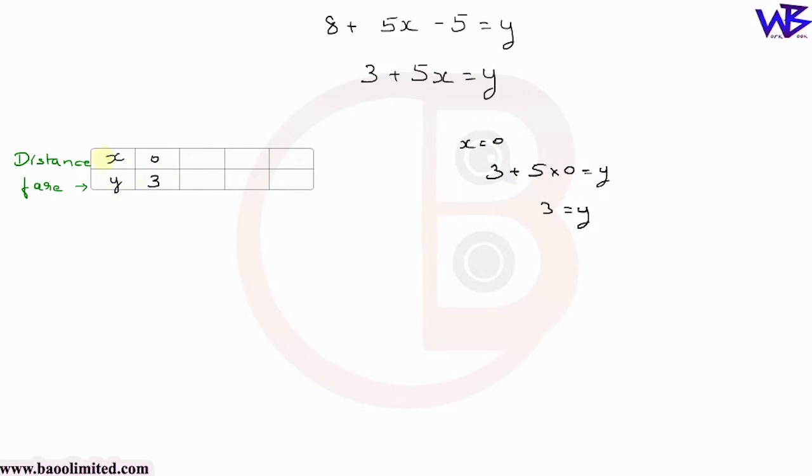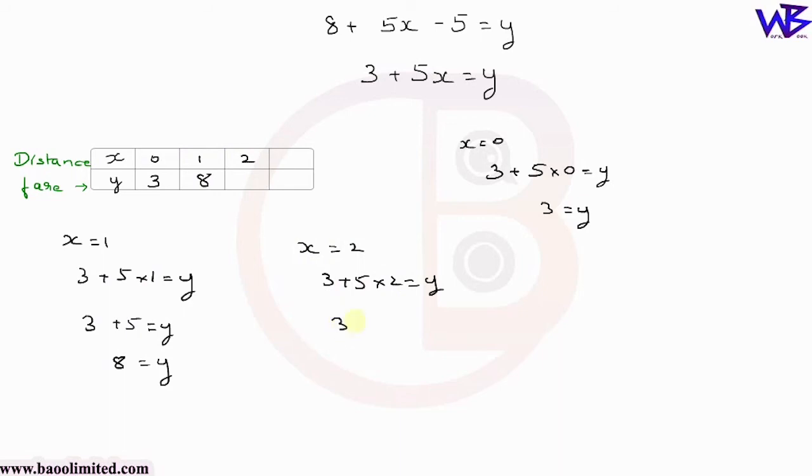That is rupees 3. And when x is 1, the person has travelled 1 kilometer. So x is equal to 1. 3 plus 5 into 1 is equal to y. 3 plus 5 is equal to y. So 8 is equal to y. So when the person has travelled 1 kilometer, the fare will be 8. Now let's take x value as 2. x is equal to 2. So 3 plus 5 into 2 is equal to y. So 3 plus 10 is equal to y. So 13 is equal to y. Person has travelled 2 kilometers, the fare will be 13 rupees.